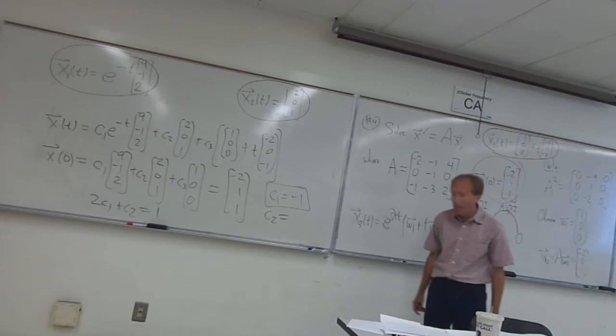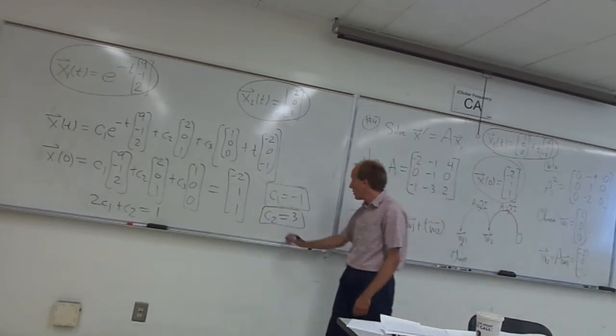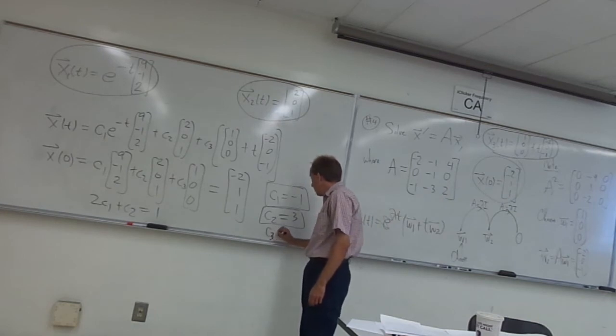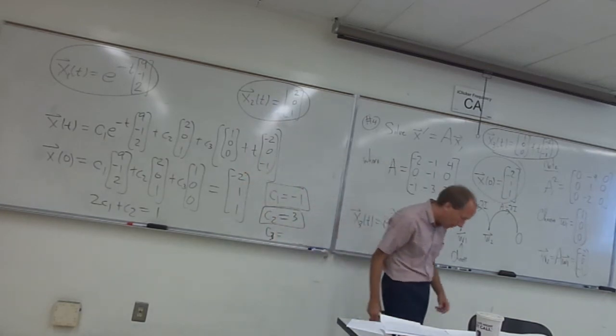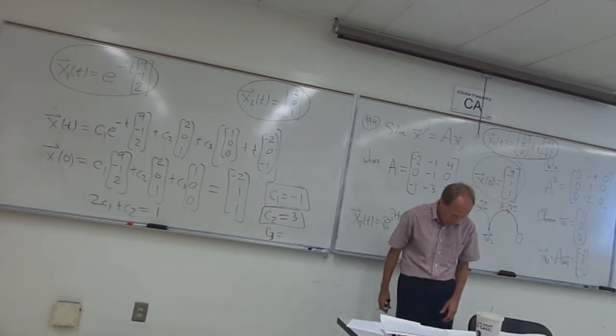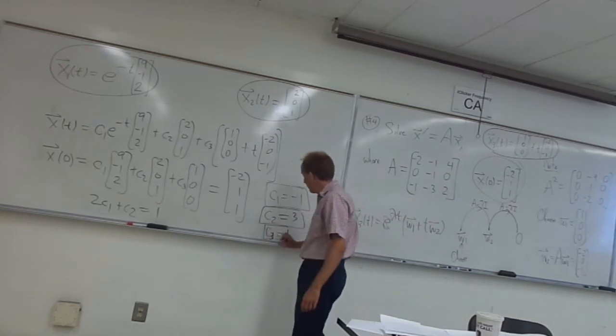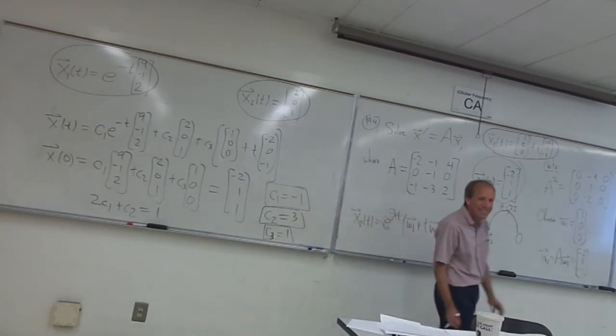3? Yeah, 3, that's what I got. All right, and then you can solve for C3 from the first line. Let me just say, let's see, what did I get? I got 1. I got 1. Just check it on your own. Okay?